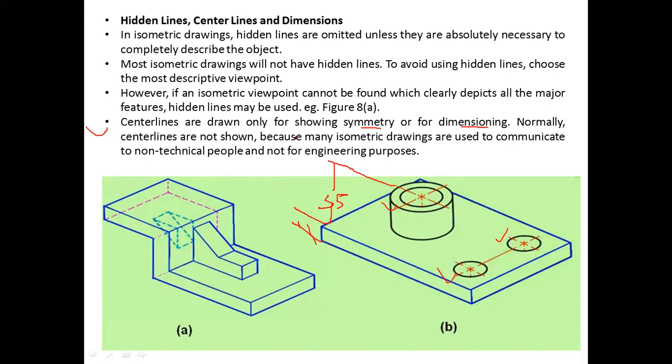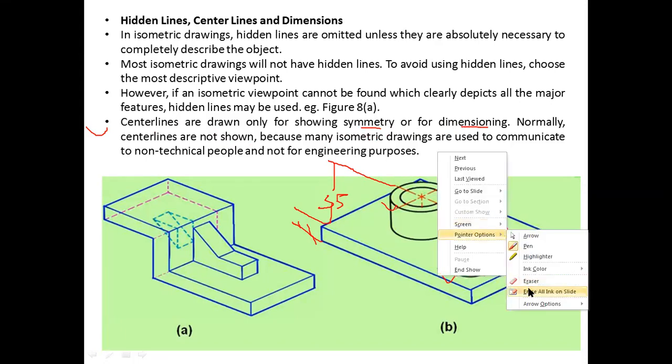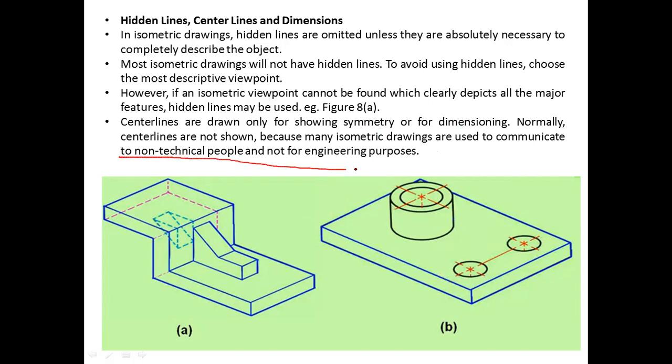Fine. Because the main objective is to communicate with non-technical people and for non-engineering purposes only. These views are mostly for non-technical people, because they will be shown how your object will look from outside. They don't require going into detail. But orthographic views are required because they will ultimately help us in designing and manufacturing any object, any device, or any vessel.